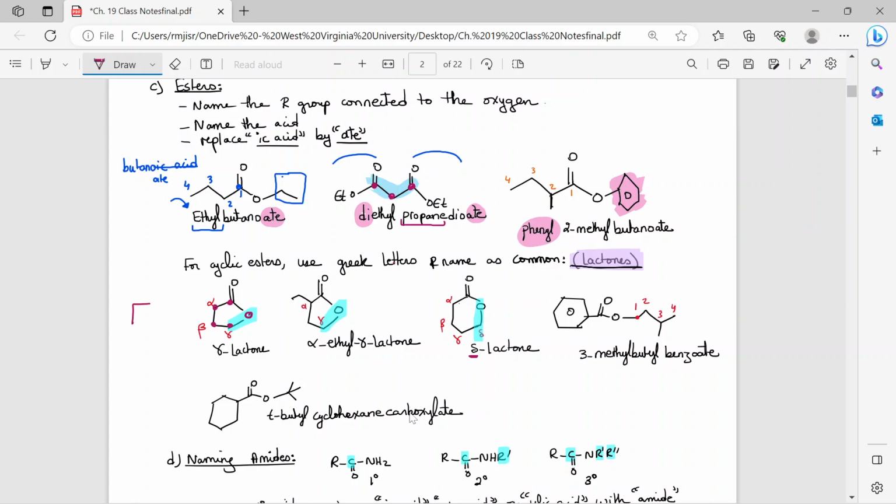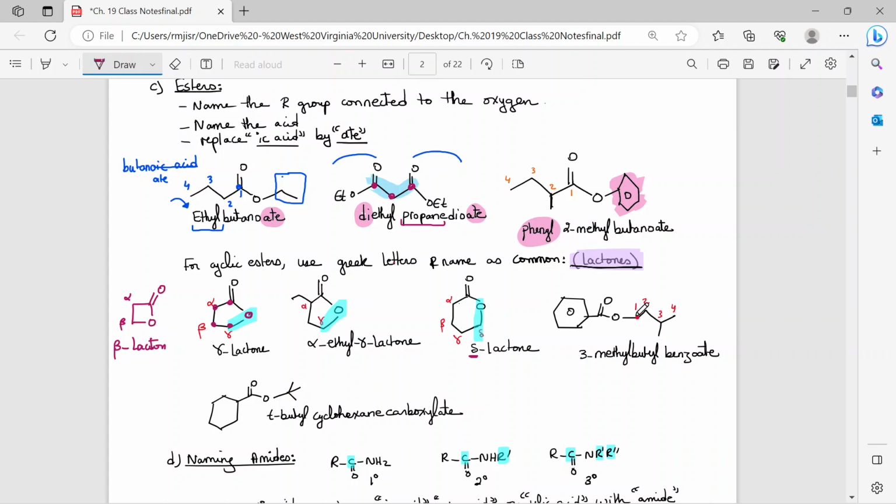If I want to name this ester, for example, over here, so this is going to be my ester, then this is going to be the alpha carbon, this is going to be the beta carbon, so that is going to be a beta lactone. So a beta lactone is a cycle which is made up of 1, 2, 3, and 4-membered ring.